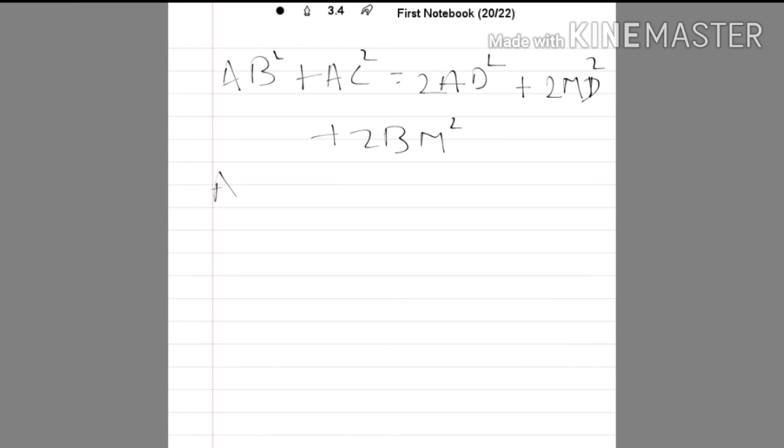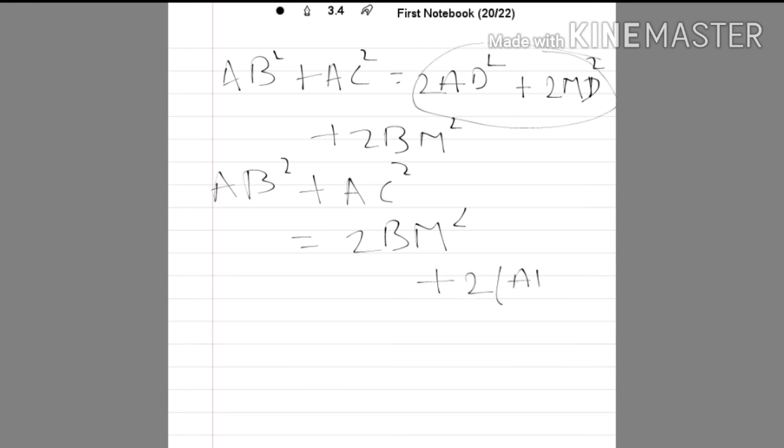Now we have got AB square plus AC square is equal to 2BM square plus 2AD square plus 2MD square. We can write it with 2 common from both the terms. Now this is a whole bracket, okay? Just don't get confused because I have written it like this, but it is AD square plus MD square in brackets, whole bracket into 2.